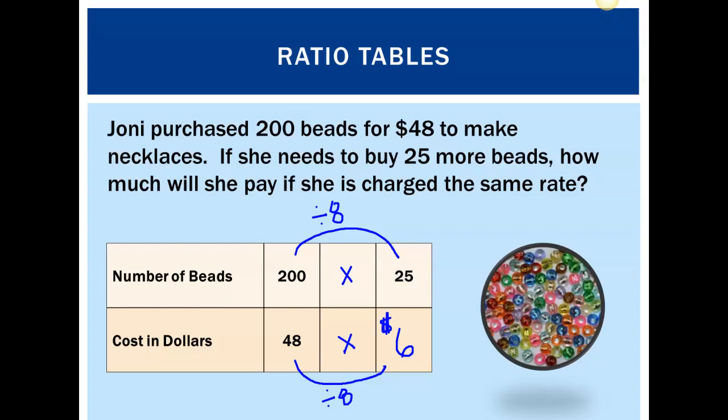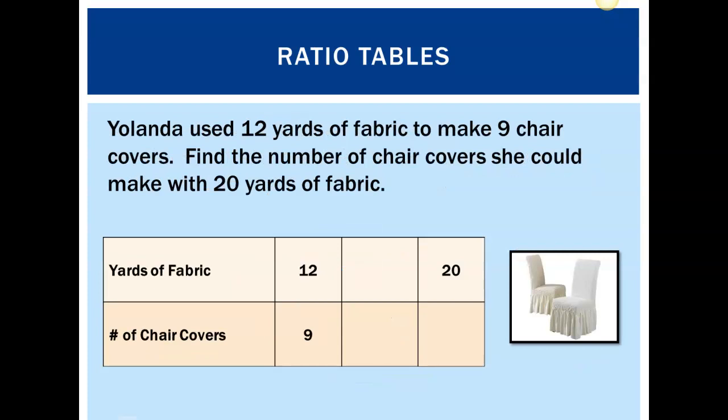Let's go on to the next problem. In this problem, Yolanda used 12 yards of fabric to make 9 chair covers. Find the number of chair covers she could make with 20 yards of fabric. If I look at going from 12 to 20, I run into a little bit of a problem. It's not easy for me to get directly from 12 to 20. There's nothing I can multiply by or divide by that will get me there in one step.